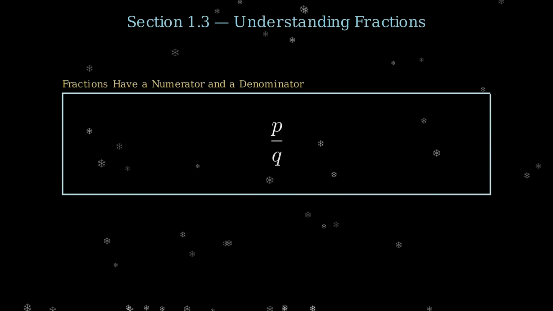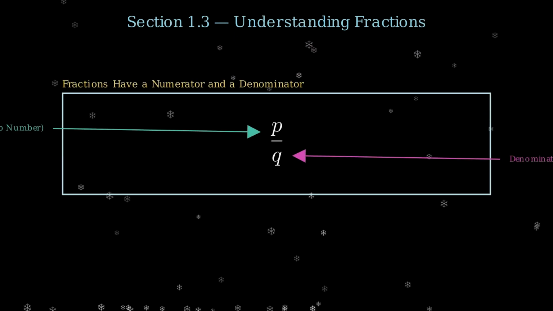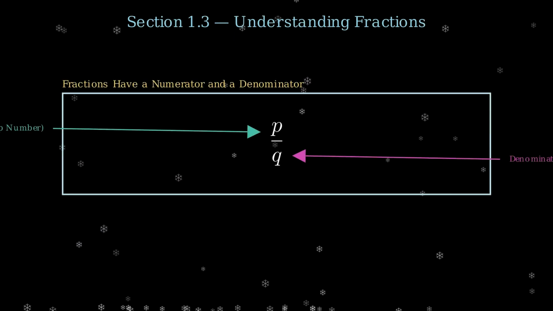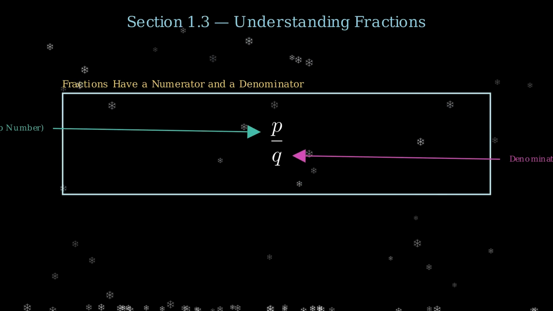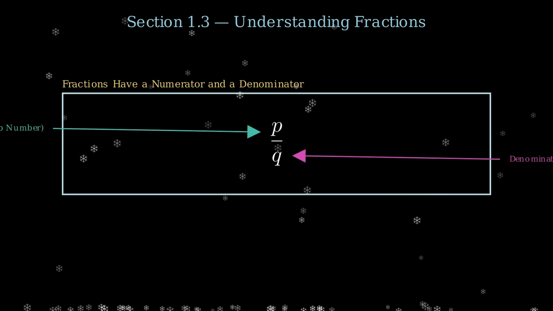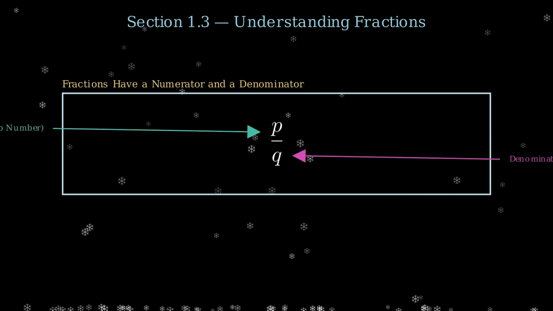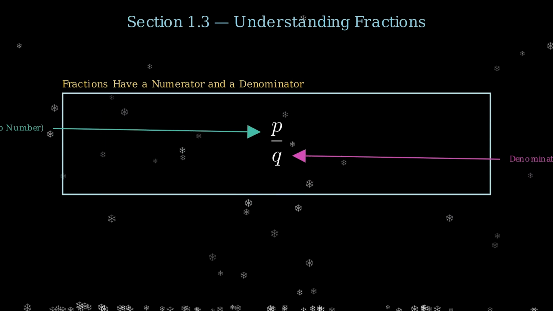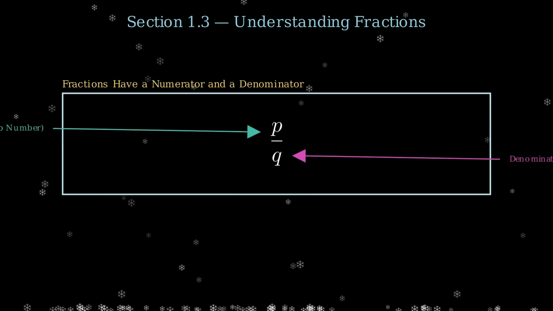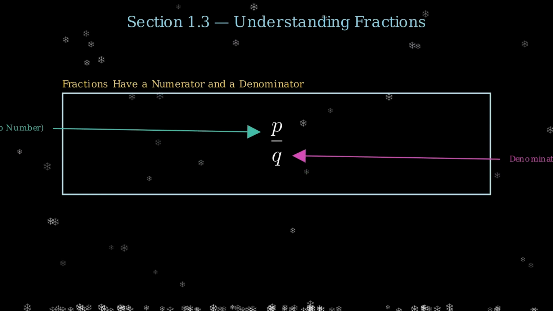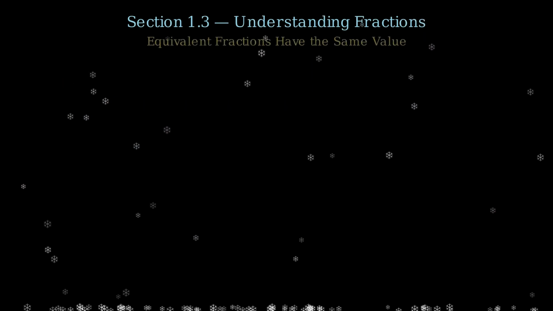A fraction is any number expressed as one integer divided by another integer. Fractions are written in the form of p over q, where p and q are integers and q cannot be 0. The top number, p, is called the numerator, and the bottom number, q, is called the denominator. A fraction with a denominator of 0 is undefined because you cannot divide by 0.